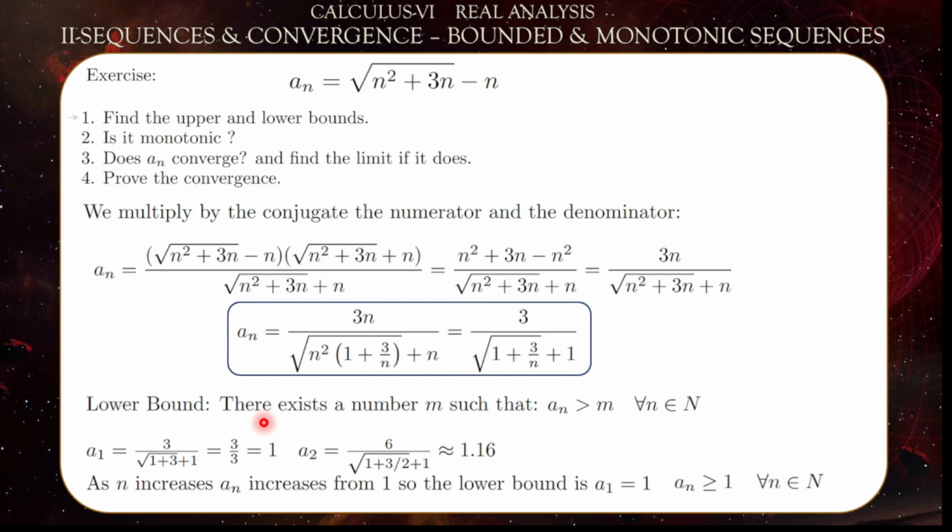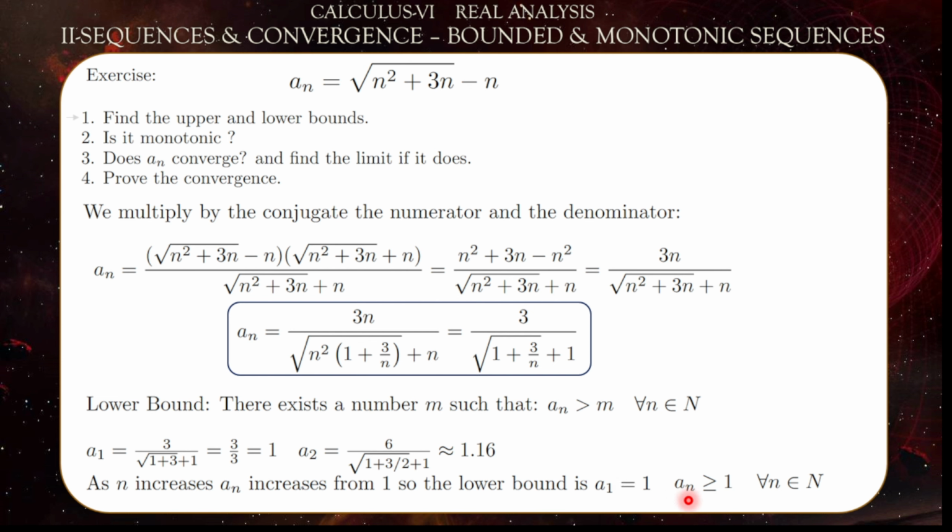Let's check the lower bound. There exists a number m, lowercase m, such that an is greater than or equal to m for all values of n within the natural numbers. So a1 is equal to 3 divided by square root of 1 plus 3, plus 1, which is 3 divided by square root of 4, which is 2, plus 1, so 3 divided by 3 equals 1. Now a2 is equal to 6 divided by square root of 1 plus 3 divided by 2, plus 1, which is approximately 1.16. So the sequence is increasing. As n increases, an increases from 1. So the lower bound is a1 equal to 1.